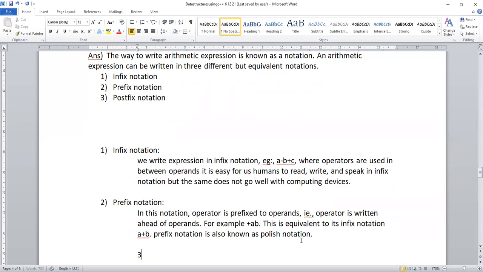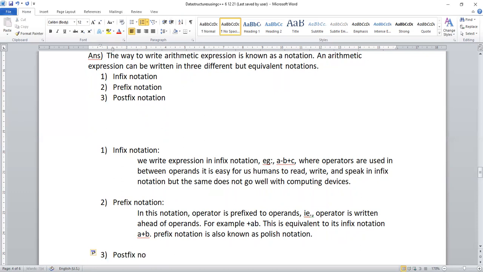Okay, so what does prefix mean? If for a plus b, I am writing plus ab, then it becomes a prefix notation. So first the operator will come, then the operands will come. Infix notation means operators come in the middle. So a minus b plus c: minus and plus are operators, a b c are operands. If operators are present in between operands, then it is called infix notation. If the operator is present first, then the operands, then it is called prefix notation.